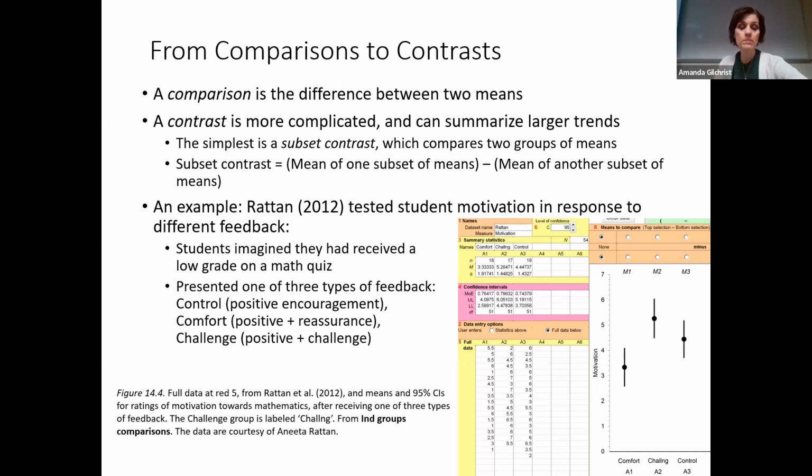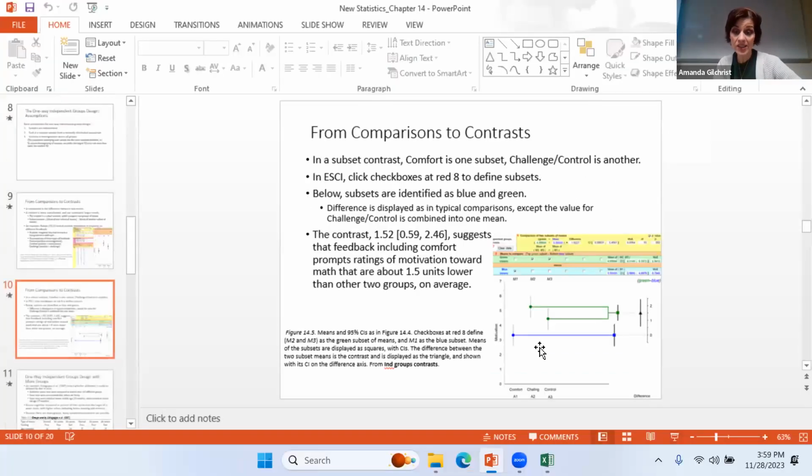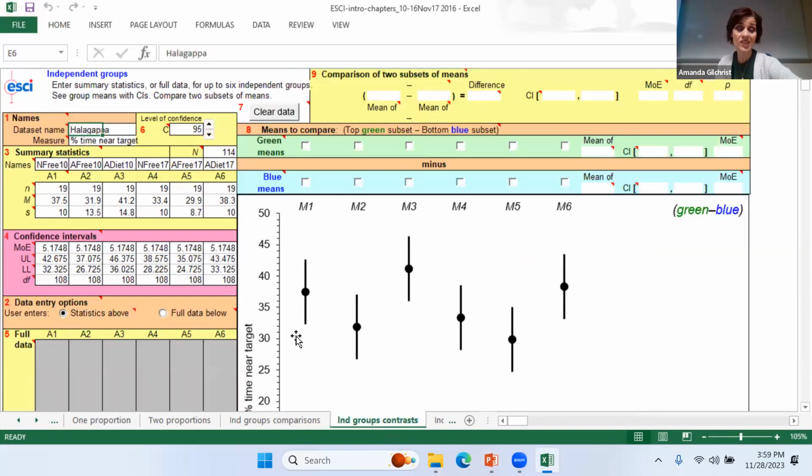And so based on this, we can look at different types of contrasts. So for example, let's say that we want to compare conditions where people get reassurance compared to when they don't. So we can do what is called a subset contrast. So I'm going to go back into Esky. We're going to go to our next tab, which is called Independent Groups Contrasts. This is not the data that we needed. I needed different data, and it is not here.